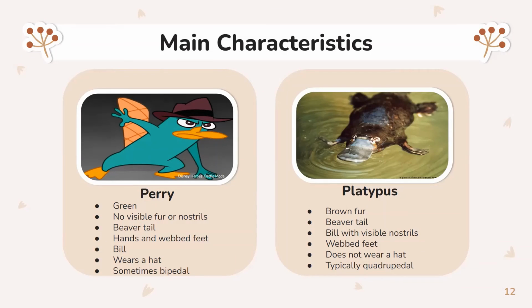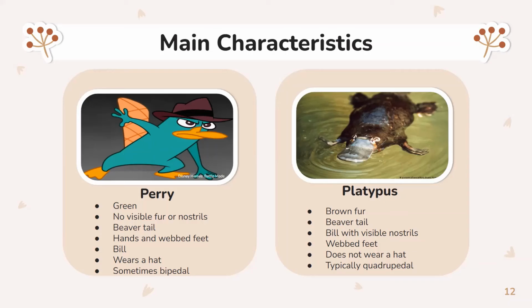So one of the more glaring differences, at least for me, is color. Perry is green, while your average ordinary platypus is brown. Perry is also a smooth boy. He has no visible fur, while your platypus does have visible fur. Perry the platypus also has no nostrils, but does have a bill, whereas an ordinary platypus will have a bill with visible nostrils. Both, gladly, have a beaver tail, so that's fun.